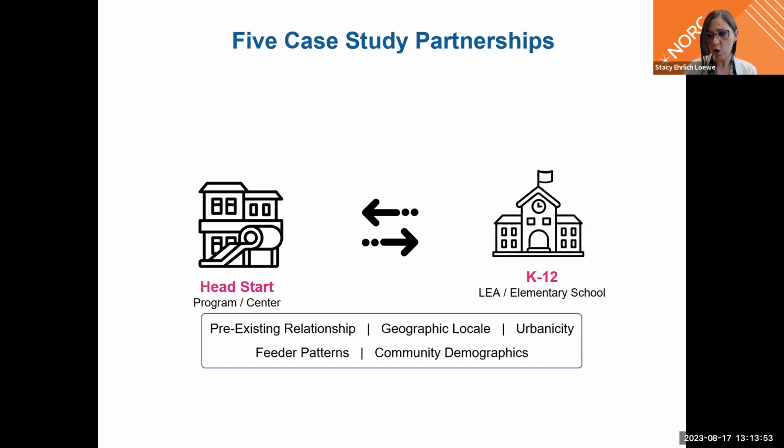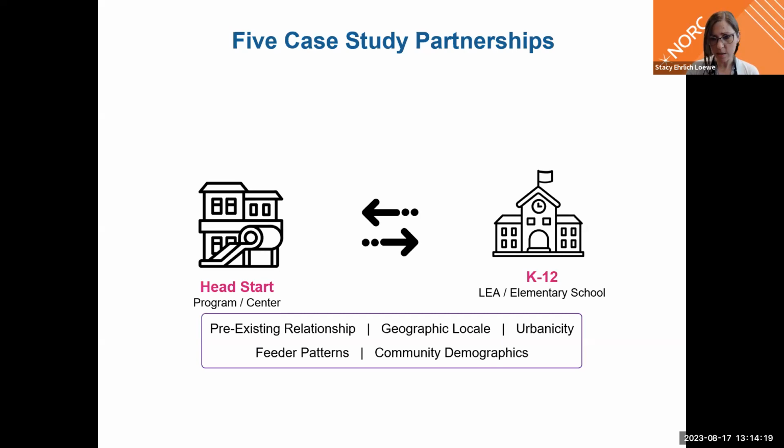geographic location, urbanicity, the different types of feeder patterns represented at sites within these partnerships, and community demographics, such as race, ethnicity, and community languages other than English. Our goal was to select a diverse sample across these characteristics. To foster comparability across the Head Start programs and LEAs, we interviewed people in parallel roles across the systems.